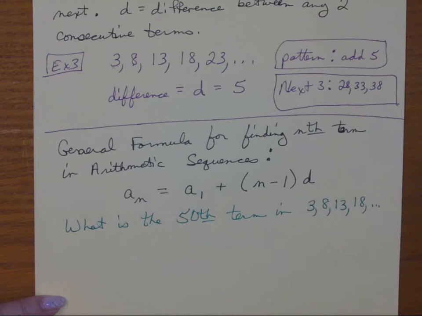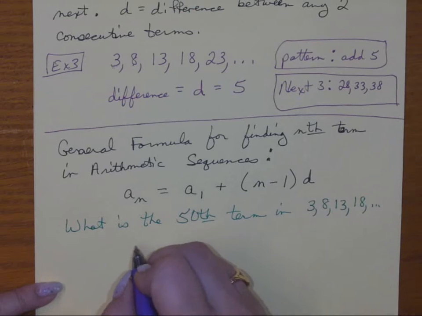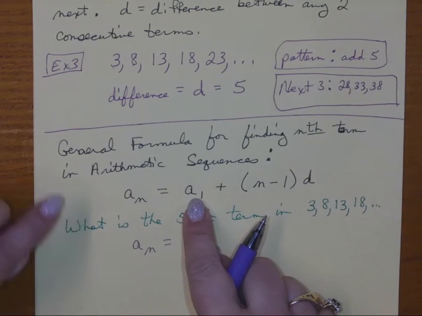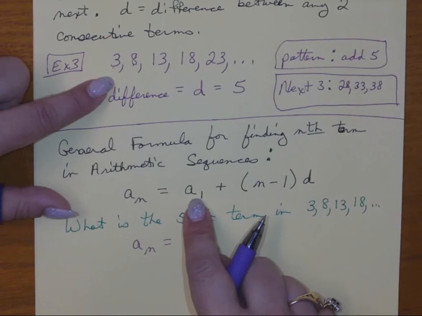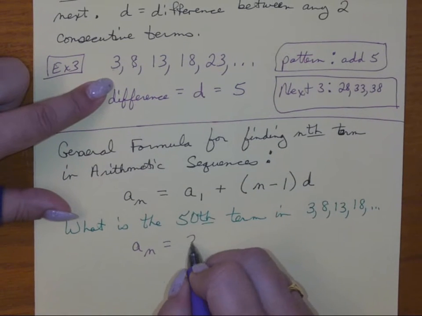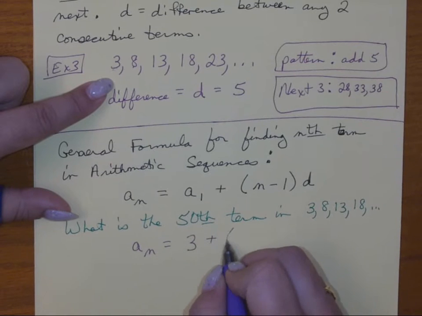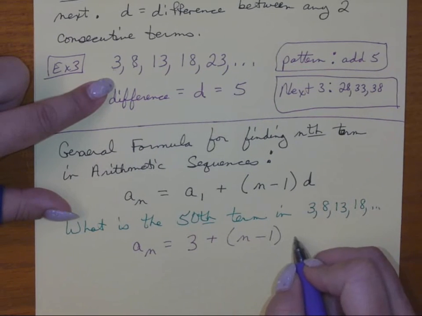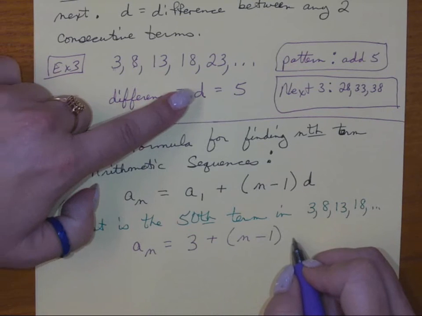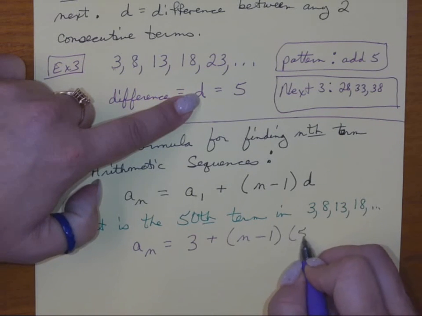Before I plug in for the 50, I'm just going to make the generic, okay? So the general looks like a sub n is equal to, what's my a sub 1 up here, my first term? The very first term is a 3, okay? Plus, I don't know what my n is yet, but I'm going to do n minus 1. And what did we say the difference was? The difference was a 5.